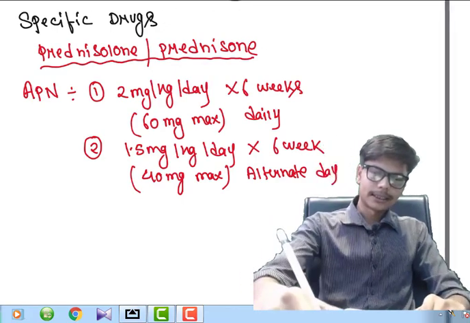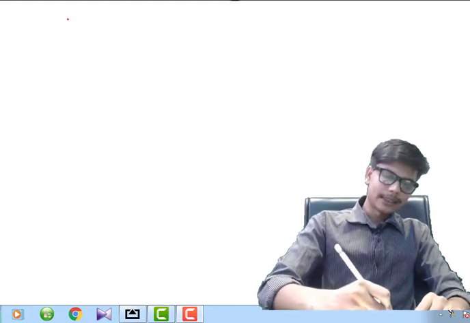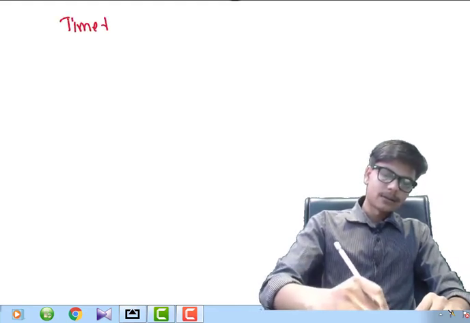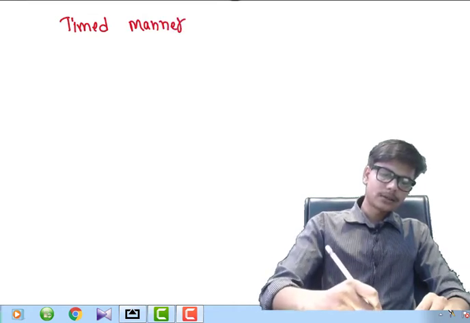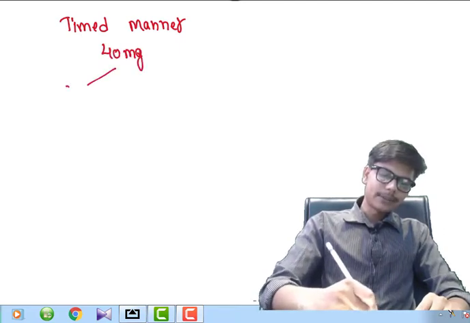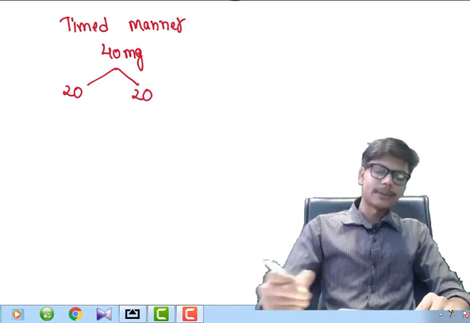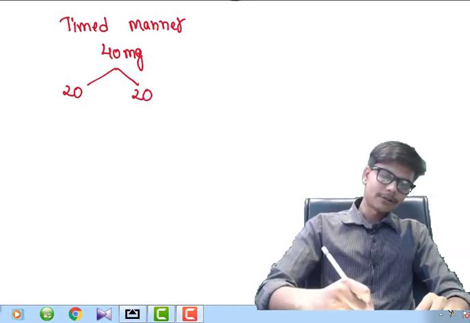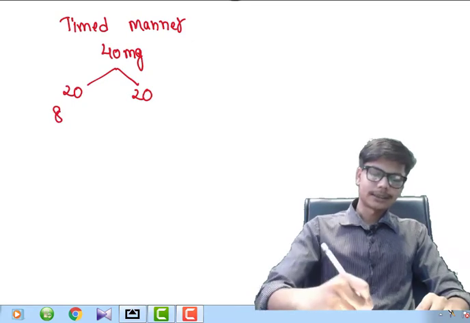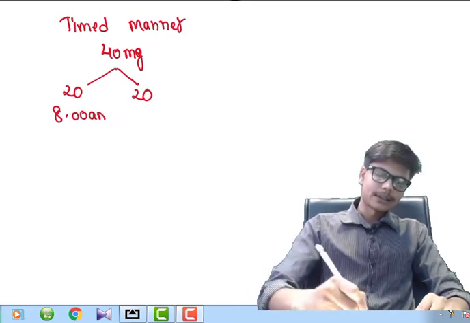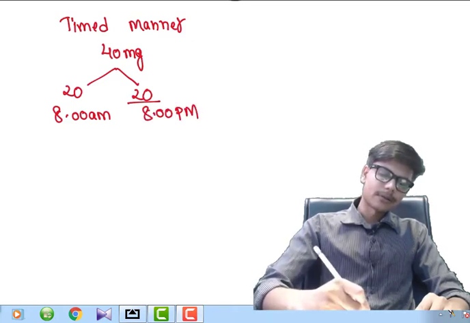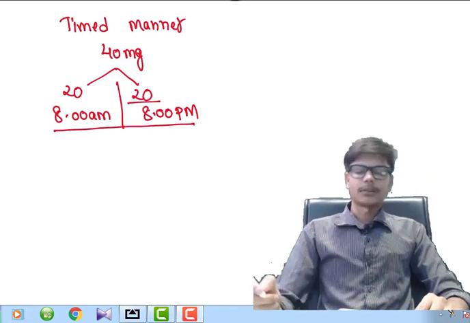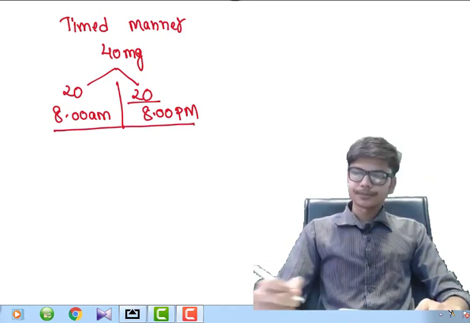How is this steroid given to a patient? It is given in a timed manner. If the total dose comes out to be somewhat 40 mg, then 20 mg and 20 mg should be given in divided doses, and the timing should be matched. If the first morning dose is given at 8 am, then the second dose should be given at night at 8 pm. So in this timed manner we are using this steroid in a patient of nephrotic syndrome.